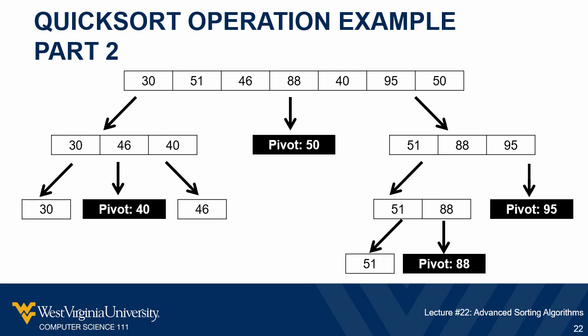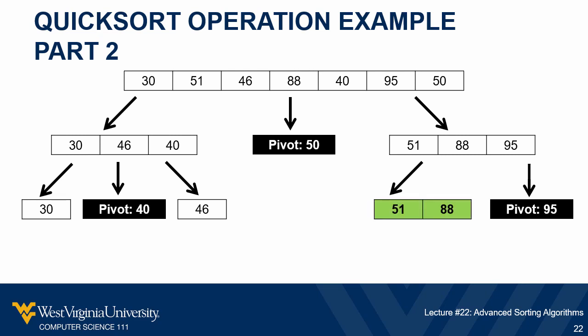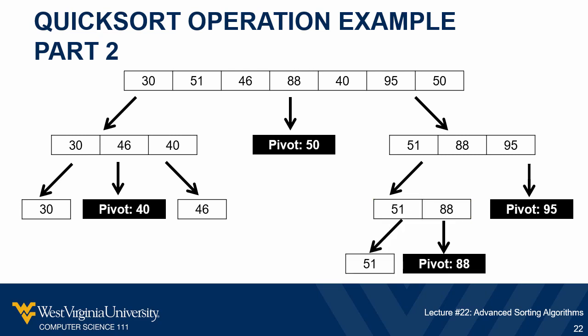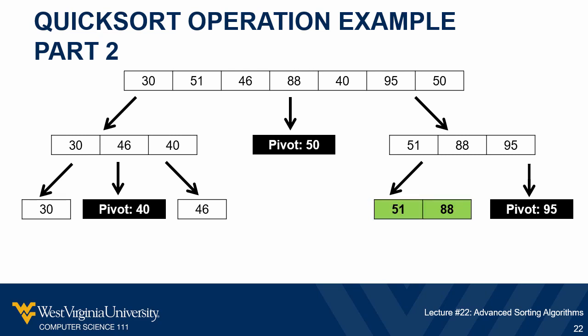Once I've gotten down to this level here, I'm basically at my base case. I can start returning things. And as I return, I'm reassembling things in sorted order. I just have to take the stuff that's in the left partition, and then the pivot, and then the stuff that's in the right partition. So you can see here that I just took 51 and 88, and those come back up, sorted.